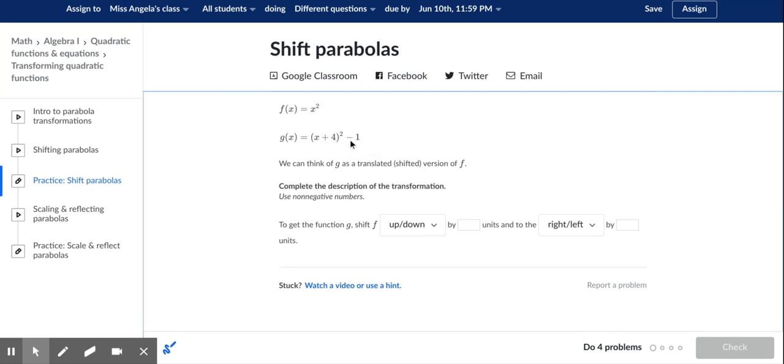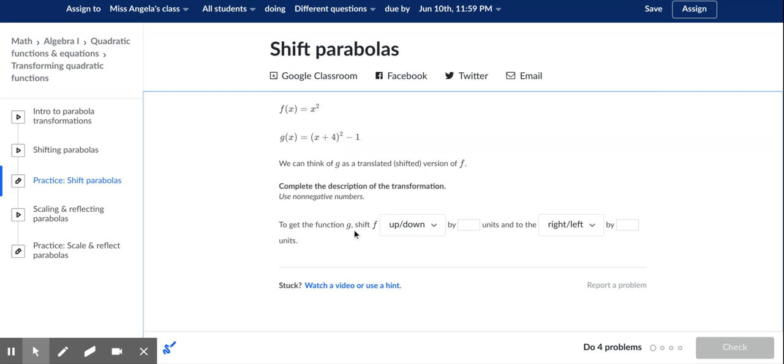This one is a little bit more straightforward. This is how much we move up or down. So if it's minus, this is going to be down. So this is moved down 1 compared to this. If it were +1, it would be moved up 1 compared to this. So this is the right and left, and this is the up and down.